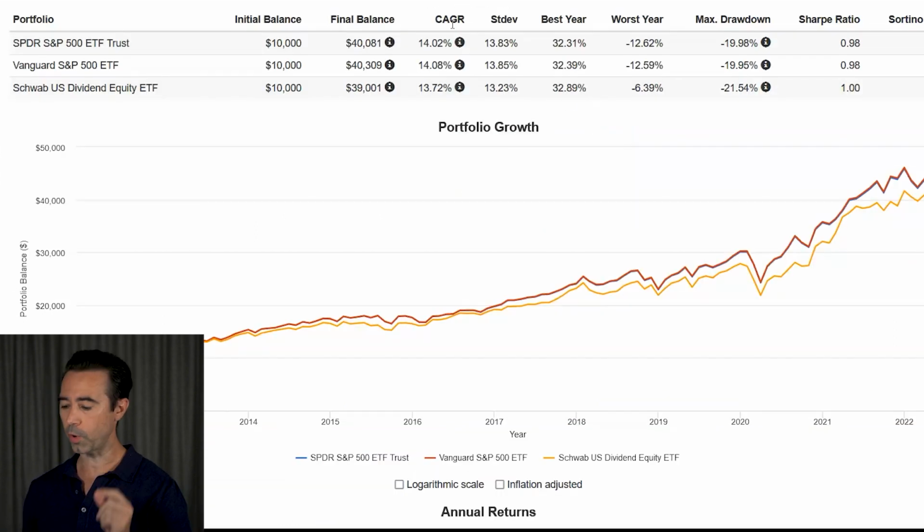Let me also point out real quick that you do see that Vanguard's VOO did outperform SPY over that 10-year period of time, 14.08 versus 14.02. Why? Probably because of the expense ratio, right? SPY is a little bit more expensive than VOO.